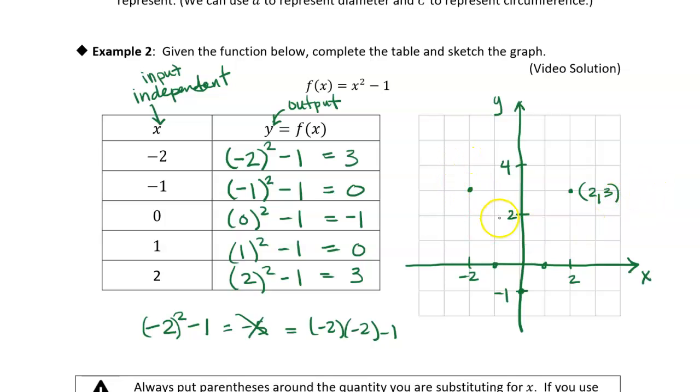And then I can just connect up these dots, right? I'm just going to draw a curve between these dots. Like I said, this pen is slippery and it makes it hard to draw nice smooth curves. But so there you go. There's a graph of this function f of x equals x squared minus 1.